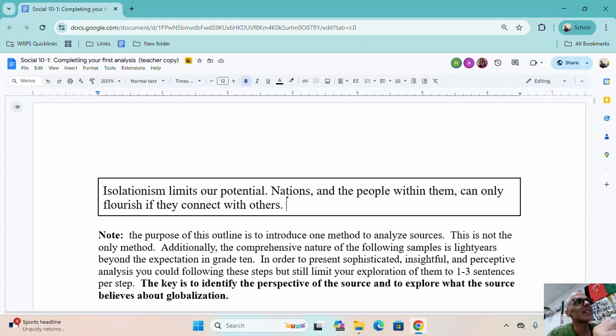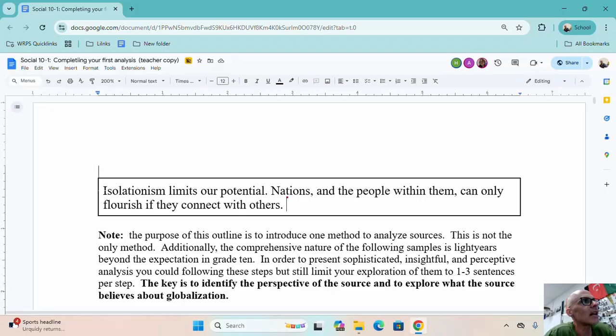There is no explicit mentioning of globalization in the source, but the idea of connecting with others is describing the globalization process. So therefore, we can see that globalization is mentioned here, and we can look at why it is mentioned. So we begin to look at the source, and we can say, is there a perspective about globalization? So we begin to unpack the source phrase by phrase, looking at the language.